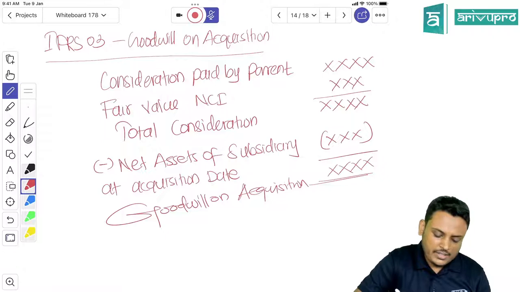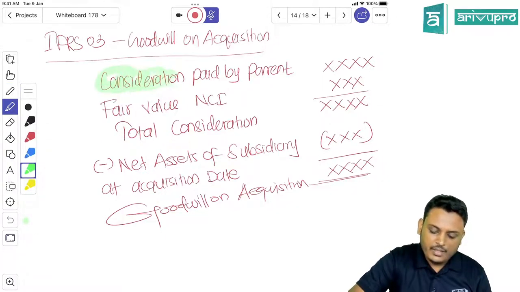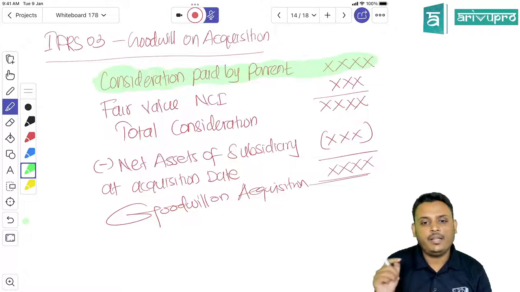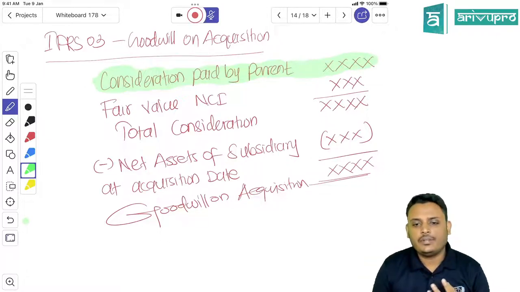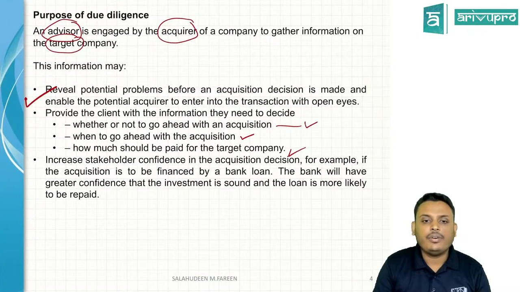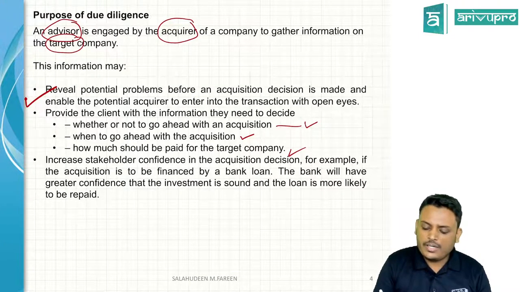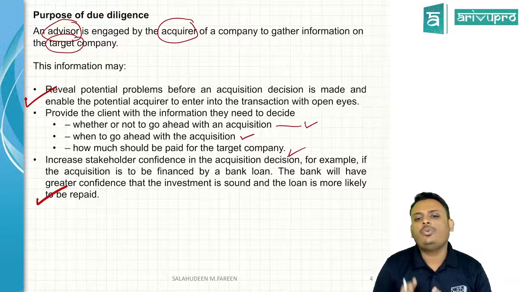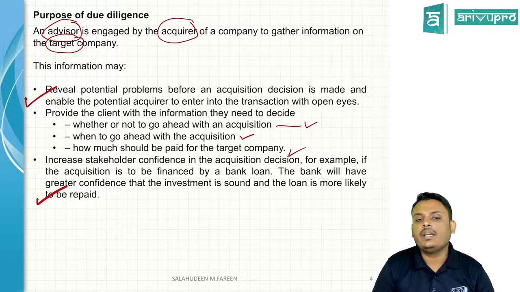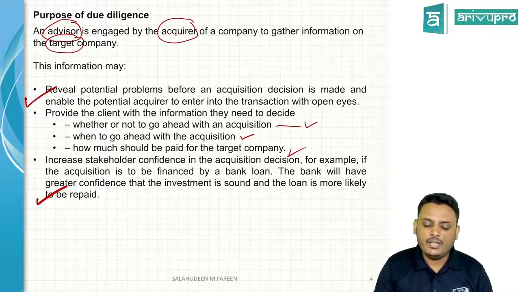Now see, if I take this part, consideration paid by parent, who decides this amount? This is decided by the due diligence assignment. How much is it worth? When you do a due diligence, you identify the real worth of the company. So it increases stakeholder confidence in the acquisition decision. Obviously, when you do a due diligence assignment, the parties involved, including shareholders, are really happy about the decisions and their confidence will increase. Why? Because investment decision risk is reduced to an acceptable level when due diligence is performed.